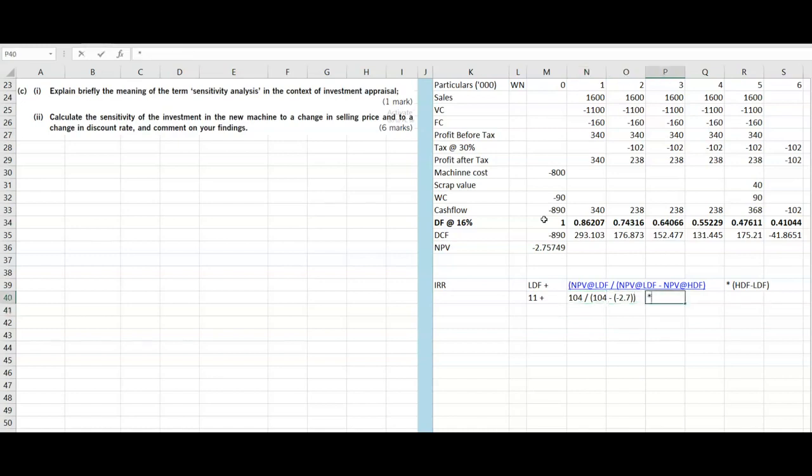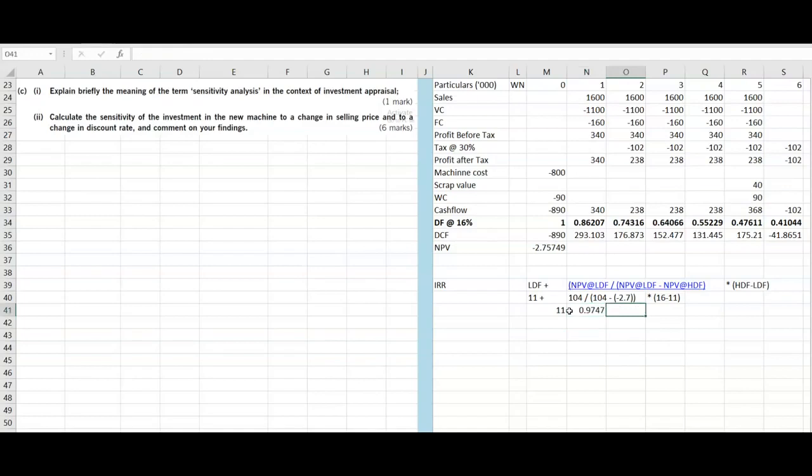The last part is multiplied by high discount factor, which is 16, minus low discount factor, which is 11. So we have finished it. So this is only for your sake to explain. In exam you can just work it out in the Excel sheet and directly give the answer. So now what we'll do is, I will work out this side. If I put an equal symbol here, I will get the answer.